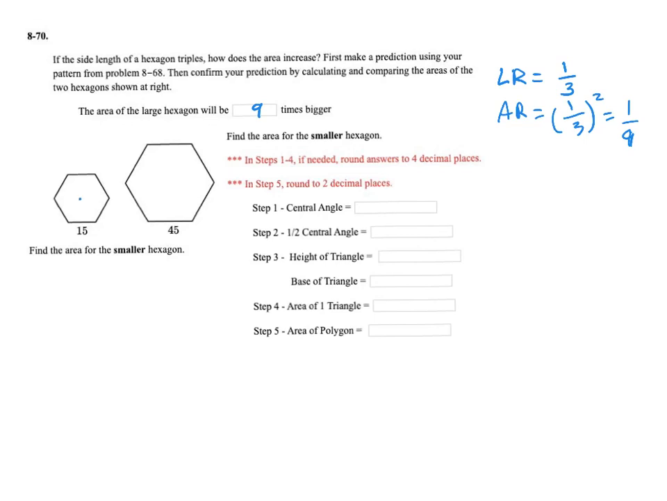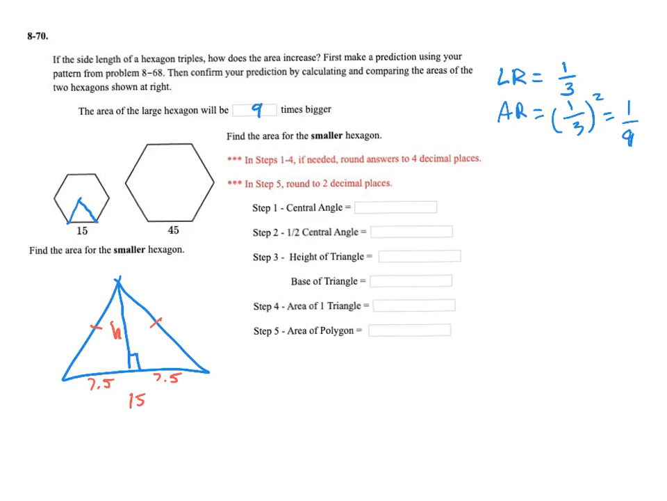Let's start with the smaller hexagon. So I'm going to take that triangle, bring it out and put it here. There's the height and the base. Because I'm given the base, which is 15, and this is an isosceles triangle, that gets cut in half, which means that will be 7.5 and that will be 7.5. To find the height, I'm going to have to use some trig.